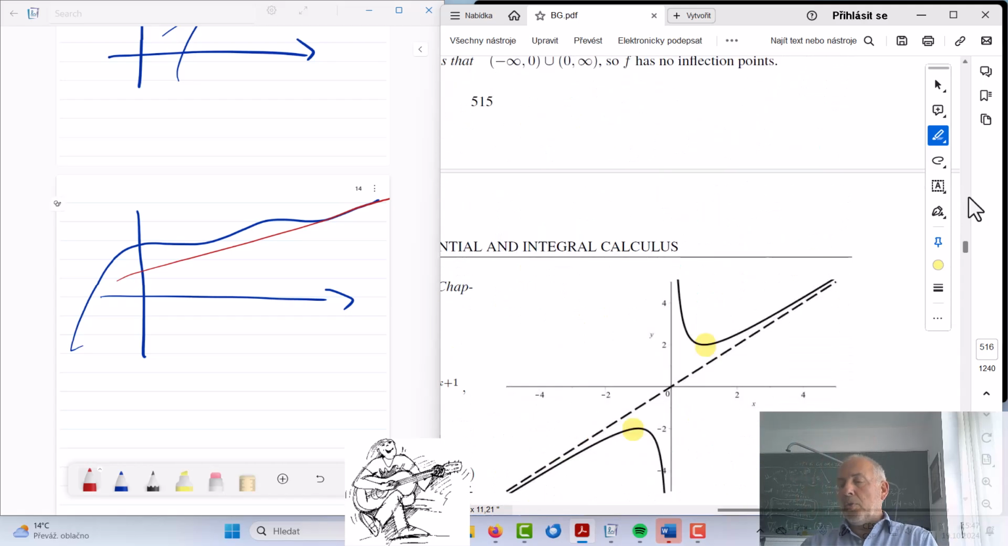We've got two asymptotes here. One is the dashed one, that's an asymptote with slope, and the other one is the y-axis, which is the other type of asymptote.